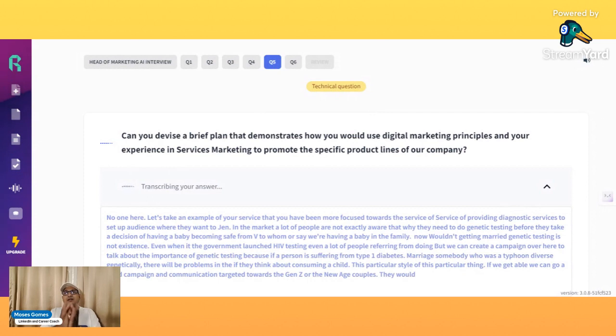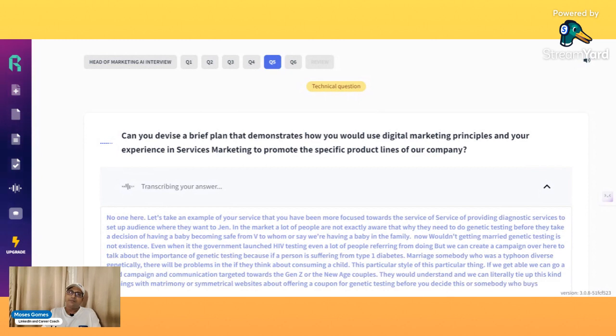And we can tie up this kind of thing with, say, Bharat Matrimony or matrimonial websites, offering a coupon for genetic testing before you decide. Or somebody who buys a premium package of Bharat Matrimony can also upload the genetic testing. So before taking any decisions, the other person would be aware of all these particular problem areas. It is always important that you know before going into a relationship what the problems of the other person would be. I hope this will suffice as the answer.